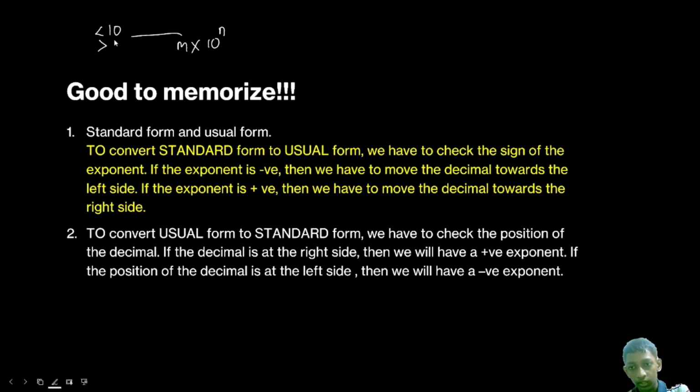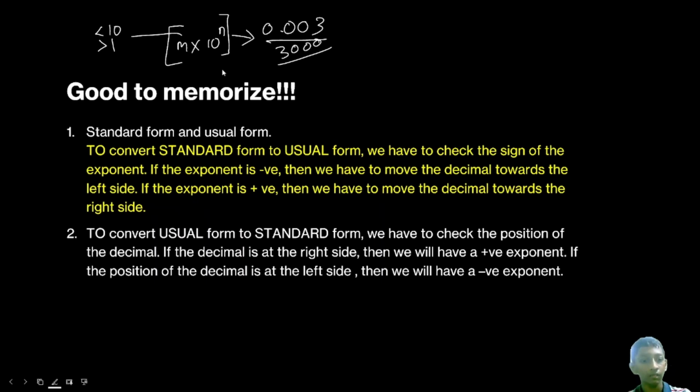But greater than 1. And usual form is a normal number like 0.003 or 3000. These are usual form and this form is called as standard form. So to convert standard form to usual form, we should check the sign of the exponent. If the exponent is negative, then we have to move the decimal point towards the left side. If you have a positive exponent, then we have to move the decimal point towards the right side. This is the only law used to convert standard form to the usual form.